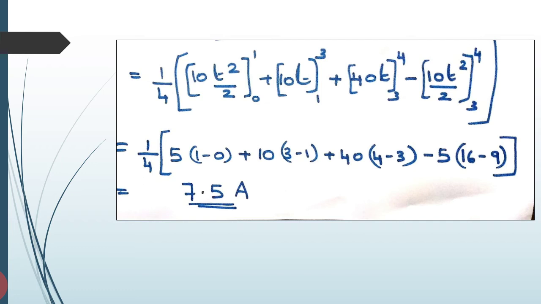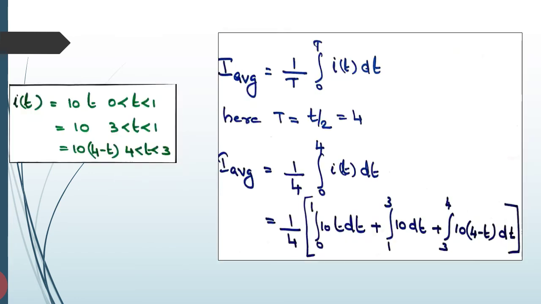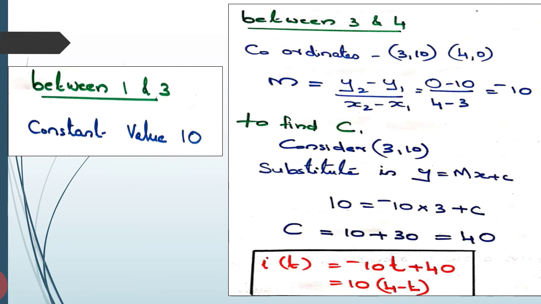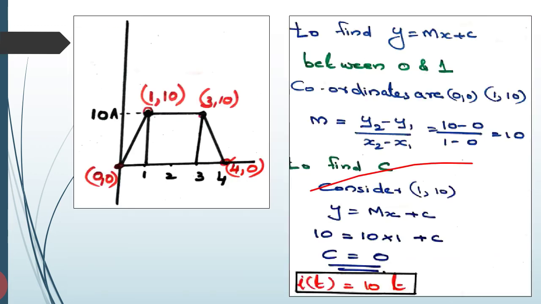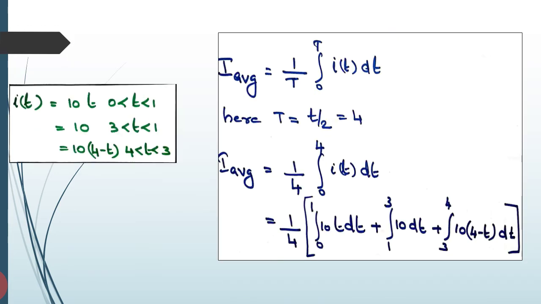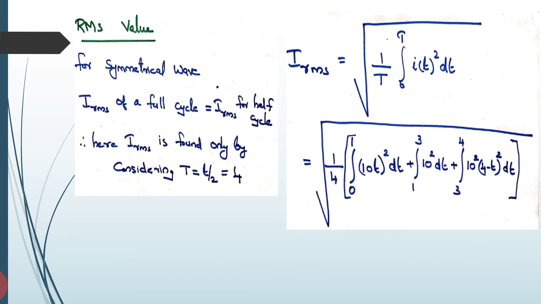So this is about finding the average value. You can find the average value either by the equation 1 by T integral 0 to T i of t dt, or by finding the area under the curve divided by the time period. You can use any of these methods to find the average value. Next is about the RMS value.